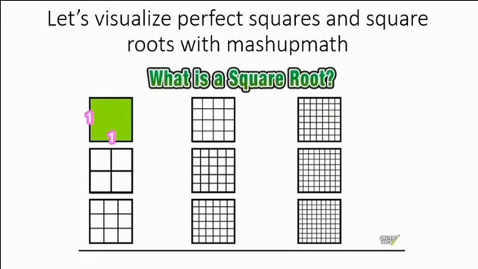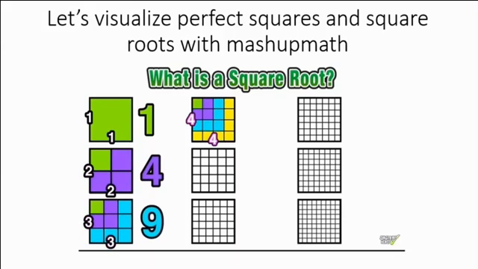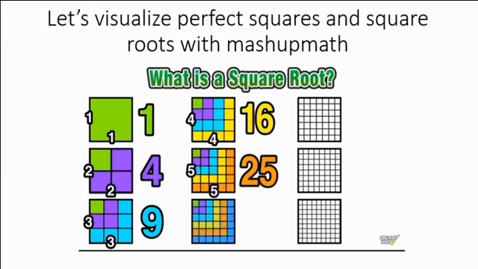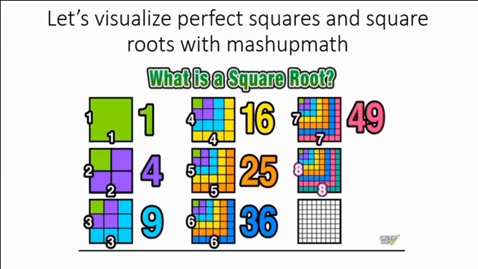So 1 squared is 1 times 1, which just equals 1. 2 squared is 2 times 2, which equals 4. 3 squared is 3 times 3, which equals 9. 4 squared, again, 4 times 4, which equals 16. Again, these are all perfect squares. 5 squared is 25. 6 squared, 6 times 6 equals 36. 7 squared is 7 times 7, which equals 49. 8 squared is 8 times 8, which equals 64. We actually looked at that one earlier. And 9 squared, 9 times 9 is equal to 81.